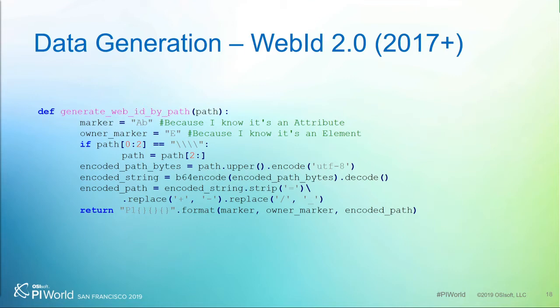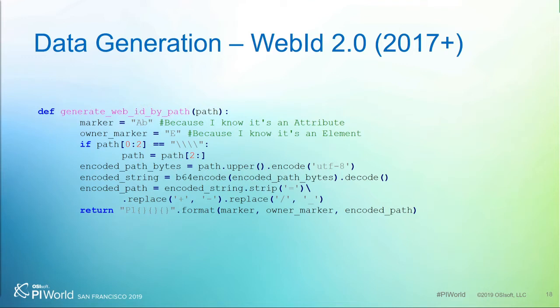You can search on PI Square. In our case here, we know it's an attribute, so the marker is AB. We know the owner of that attribute is an element, so it's an E, and that's it. The path itself, you just encode with B64. Once you encode it, you get the string, you concatenate everything, and that's your web ID. It's much simpler when you know a little bit more information. And the same goes back: if you have the web ID, you can decode it and extract information from it.